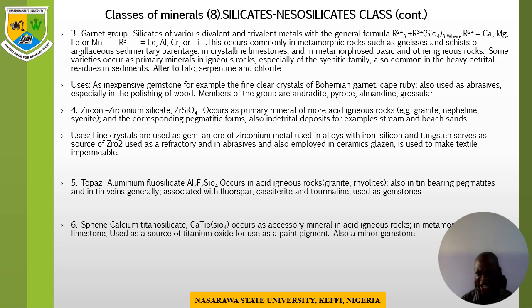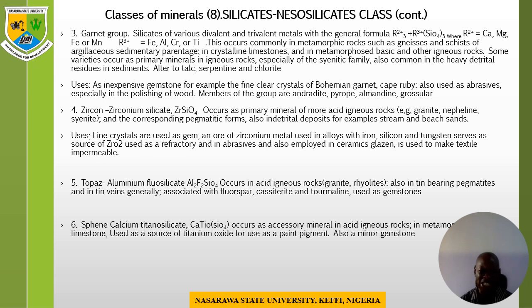In the nesosilicate class, we have the garnet. It's a silicate of various divalent and trivalent metals in the general formula, as stated here. These occur commonly in metamorphic rocks such as gneiss and schist of aluminous sedimentary parentage, in crystalline limestone and in metamorphosed basic and other igneous rock. Some varieties occur as primary minerals in igneous rocks, especially of the granite family, and are also common in heavy sedimentary stream sediment.